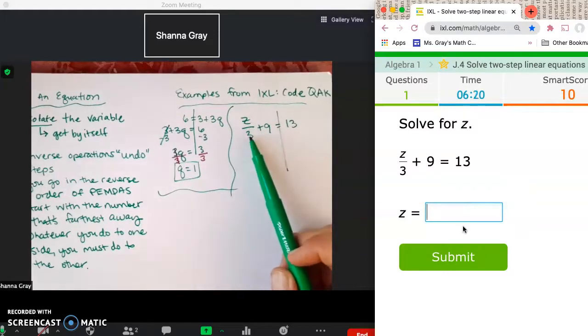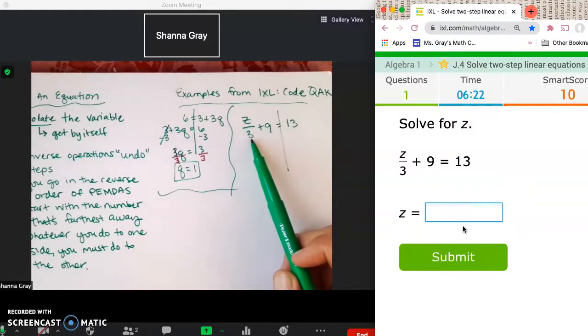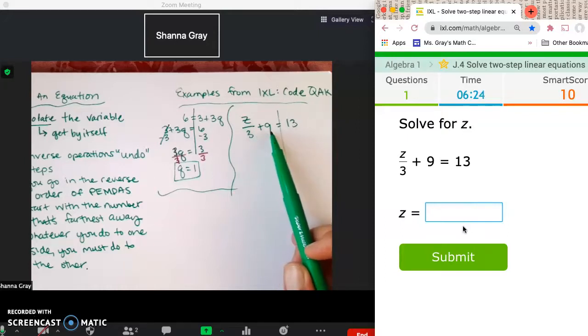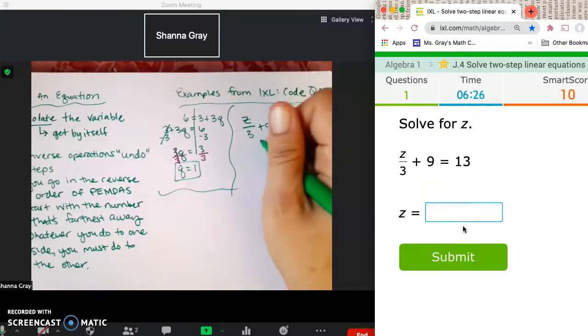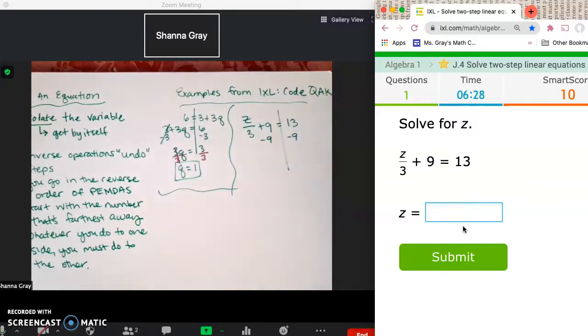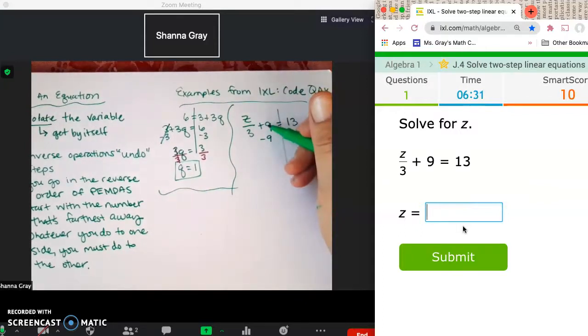The 3 is with it in a fraction, so hopefully that seems closer than the 9, which is separated by that addition sign. So I subtract 9 and subtract 9, because the opposite of adding 9 is to subtract, and whatever I do to one side, I must do to the other. So I end up with Z divided by 3 equals 13 minus 9, which is just 4.